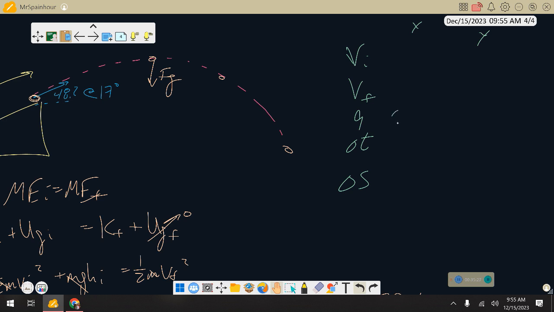Acceleration is going to be 0 in the x. Velocity is going to be 46.1 meters per second x hat, just like before, and 14.1. Is that correct?